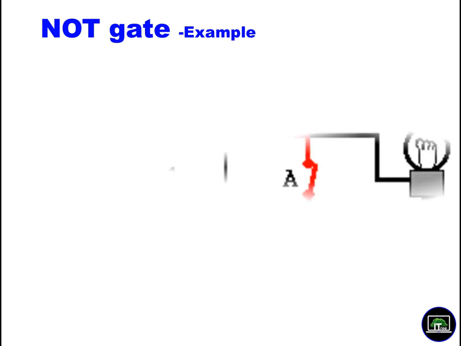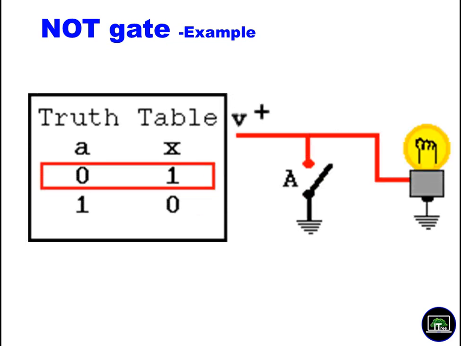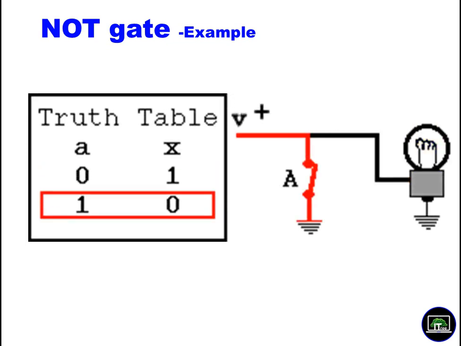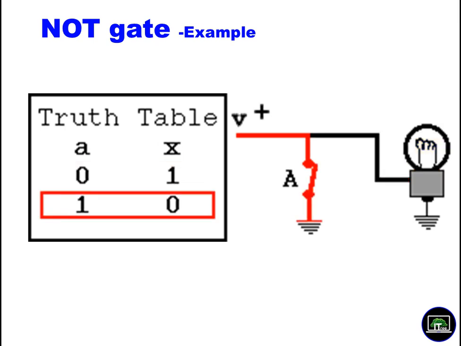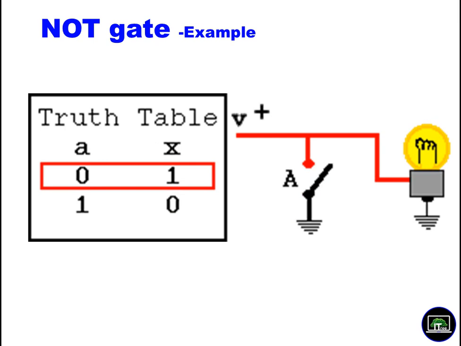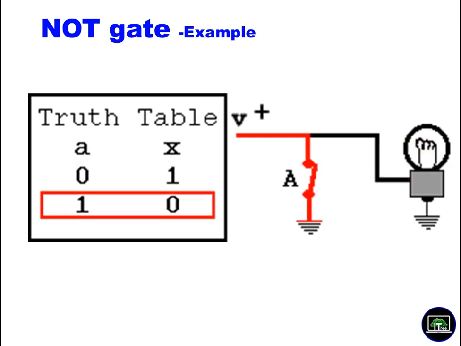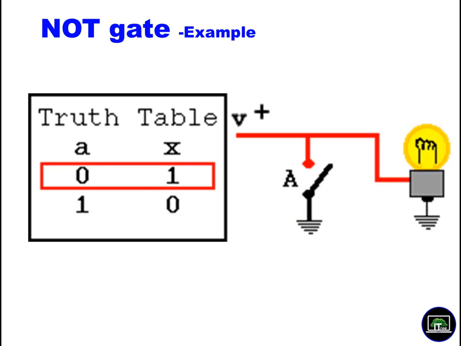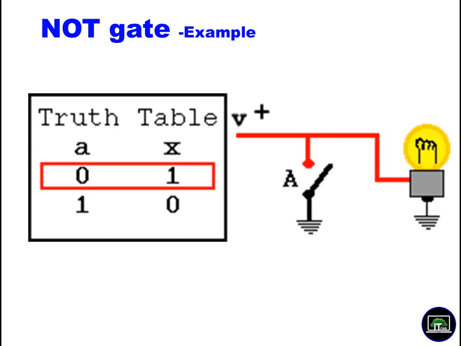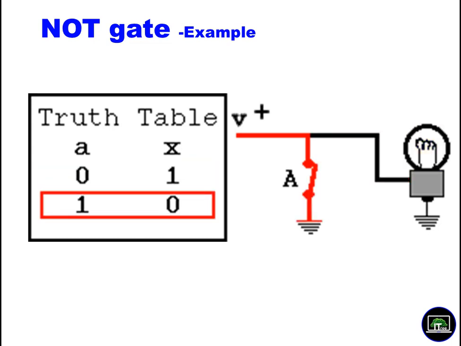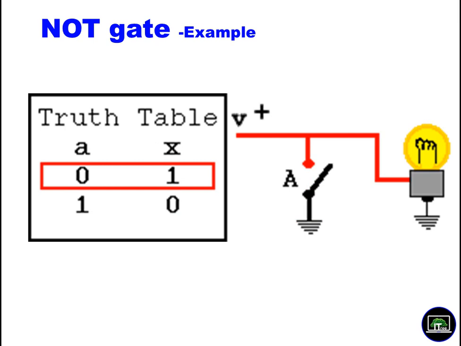Okay, NOT gate, a very special gate. Look at this. You can see that when the switch is on, the light becomes off. This is a NOT gate. When the switch is on, the light becomes off. When the switch is off, the light becomes on. Very special. So this is a NOT gate.